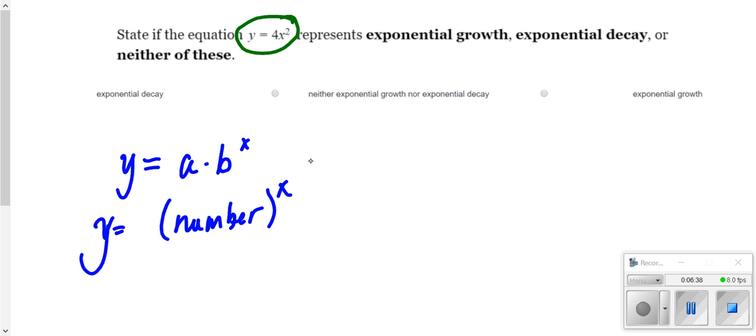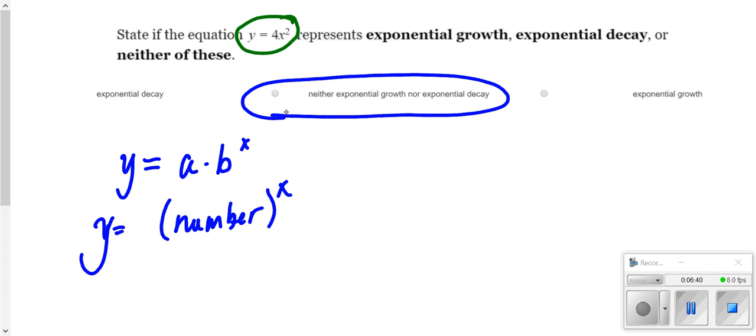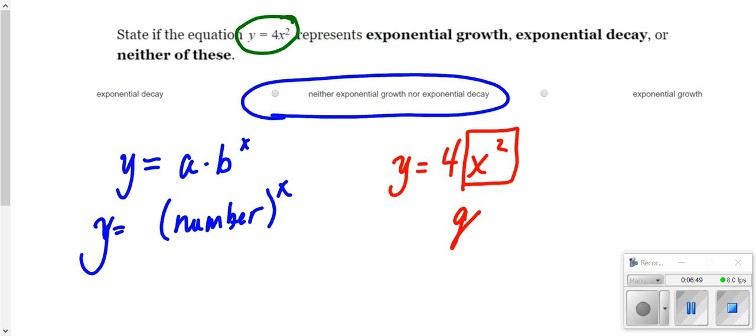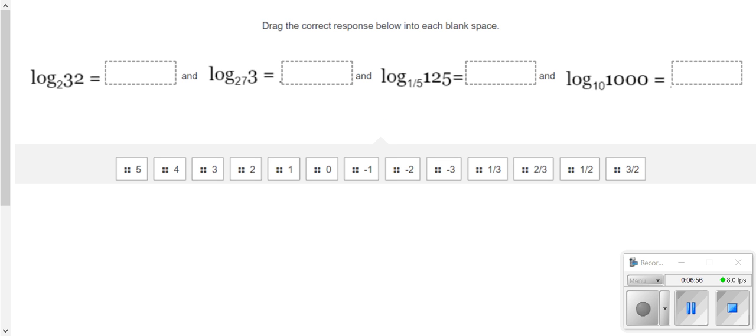So that means that this is neither one. In fact, we had a unit studying this kind of equation. This kind of equation is the one that has x squared in it, and we call that a quadratic. The graph of that will be a parabola, not an exponential growth or decay.